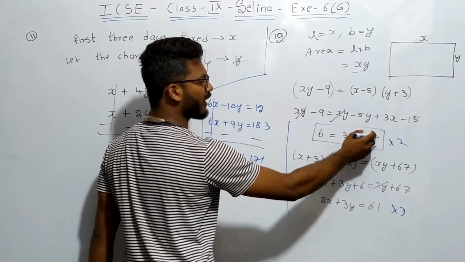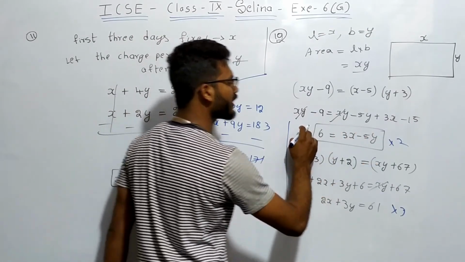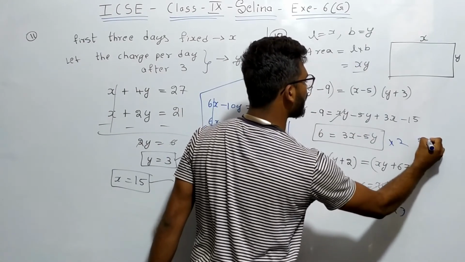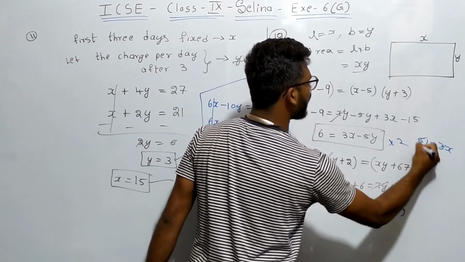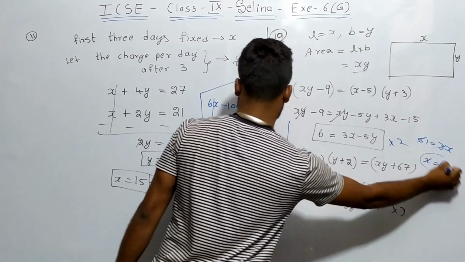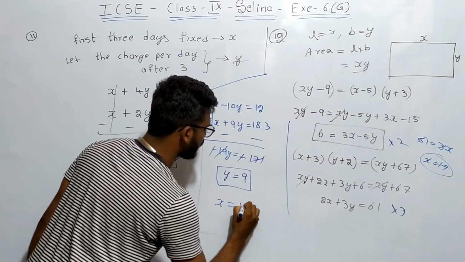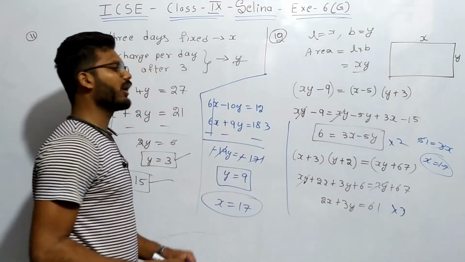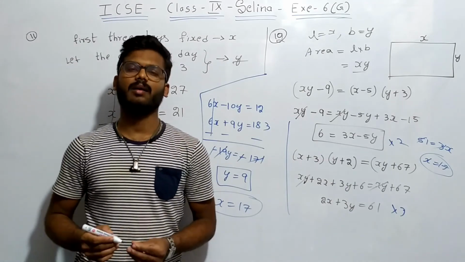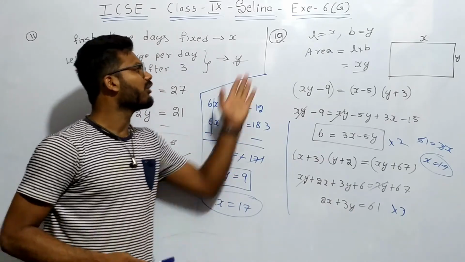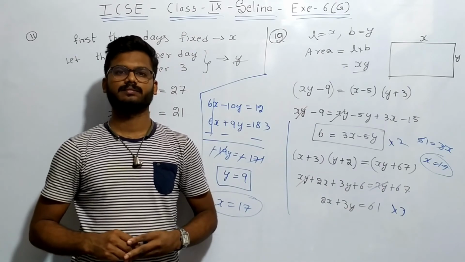And what will x become here? Substitute y equal to 9 here. 9 5's are 45, will come this side, plus 6 plus 45 is 51. 51 is equal to 3x, so x is equal to 17. So length is equal to 17 and breadth is equal to 9. These are the required length and breadth of the rectangle. If you want, we can check by substituting here.